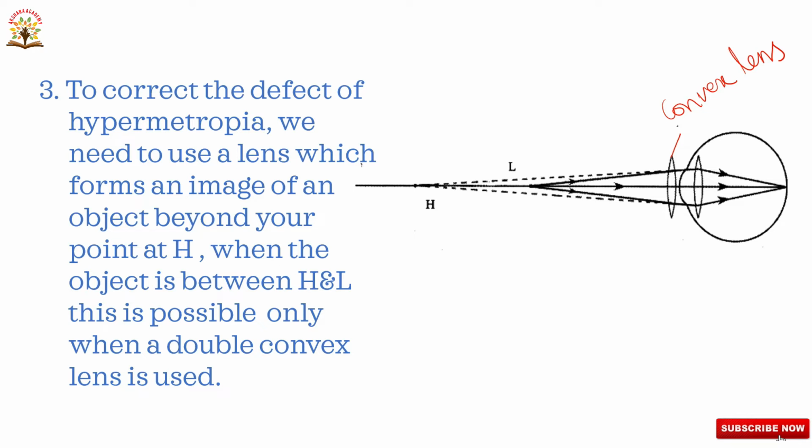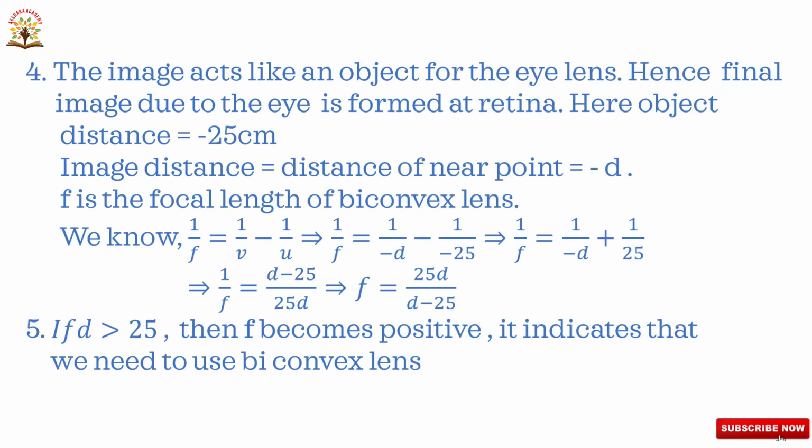Now this is the object. The human eye of a person suffering from the defect of hypermetropia can see the image clearly when it falls on the retina. Okay, next we will go to the next one. The image acts like an object for the eye lens, hence the final image due to the eye is formed on the retina. Now after correction, the image is formed on the retina.